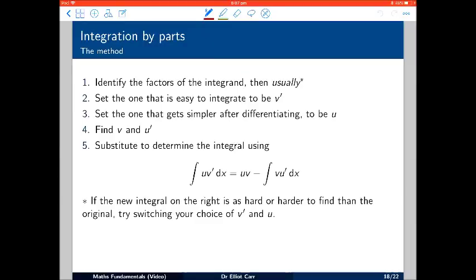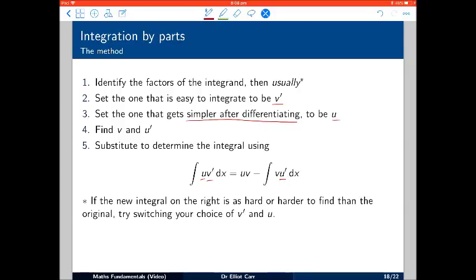Okay, so the basic procedure is to firstly identify what function I'm going to call u and what function I'm going to call v dash. Normally what you do is set the one that is easier to integrate to be v dash, or set the one that gets simpler after differentiating to be u. That's because when I differentiate u, I get u dash, which appears in the next integral that I have to do.